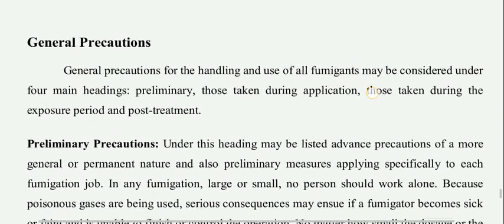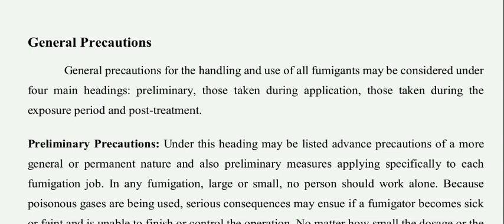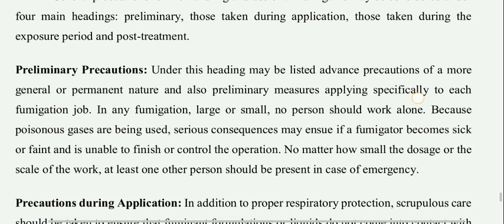General precautions. General precautions for the handling and use of all fumigants may be considered under four main headings: preliminary, those taken during application, those taken during the exposure period, and post-treatment. Preliminary precautions. Under this heading may be listed advance precautions of a more general or permanent nature, and also preliminary measures applying specifically to each fumigation job.